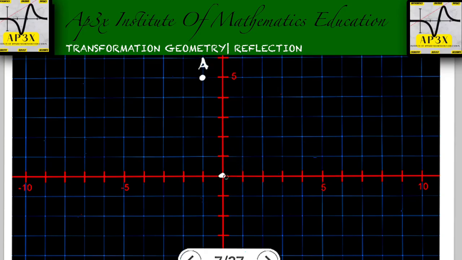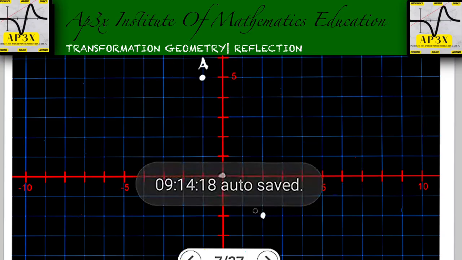Next one here is 2, -2. So I'm going to go in the direction here, 1, 2. Then I'm going to go down 2, 1, 2. That's going to be in this position here.